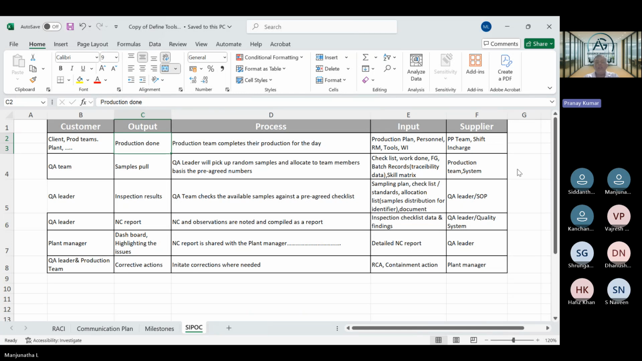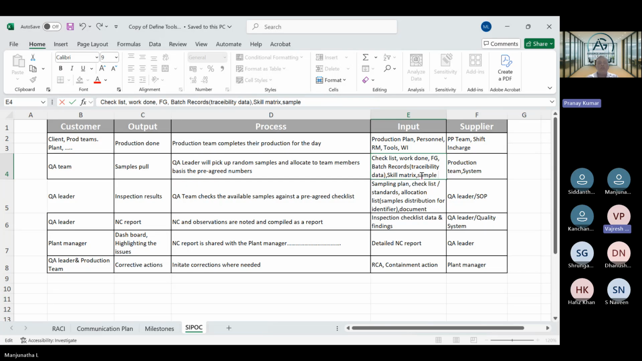So the QA leader picks up random samples. What is the input checklist? Work done, FG batch records, and maybe the random sampling calculator that you use. How do you pick up random samples? Is there a sampling plan, convenient sampling, or a method for how you pick them up? I will pick up the second part, fourth part, 19th part. Is it convenient sampling? Yes, it's the sample inspection matrix. Okay, so that matrix should also be an input.